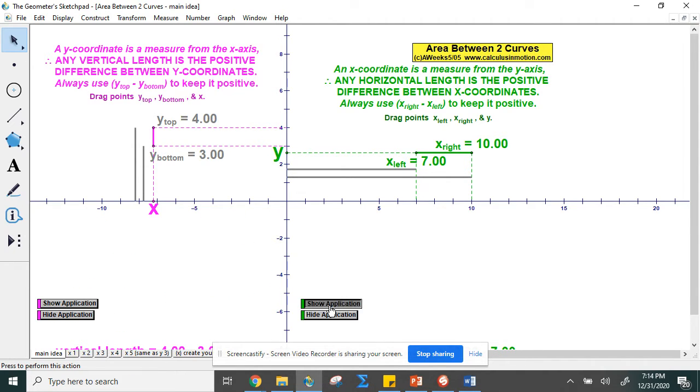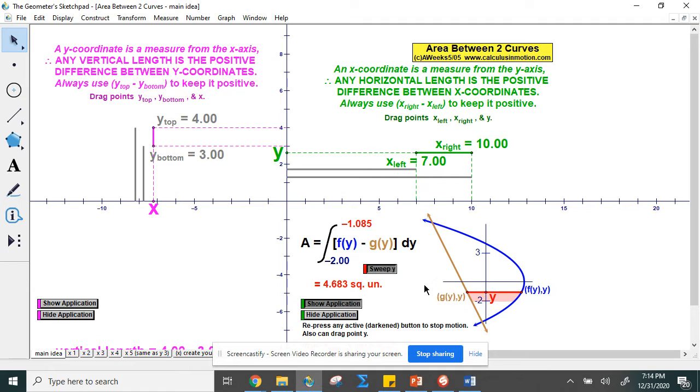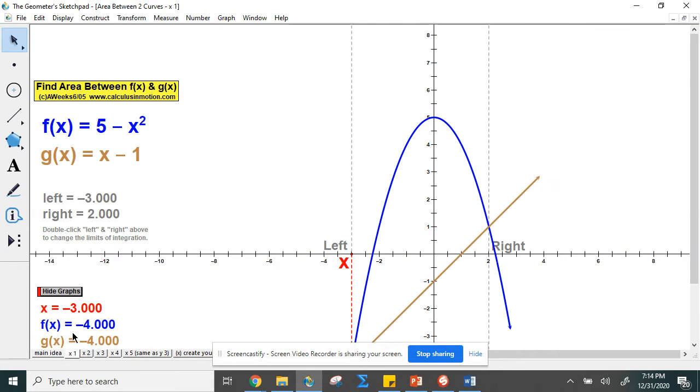All right, let's look at this one. Same thing in terms of y. So I'm integrating in terms of y, which means I'm taking my right function f at y and subtracting my left function g at y. And that's going to be this distance. And then I integrate from -2 until 3 because that's my interval. Okay, so let's look at another one.